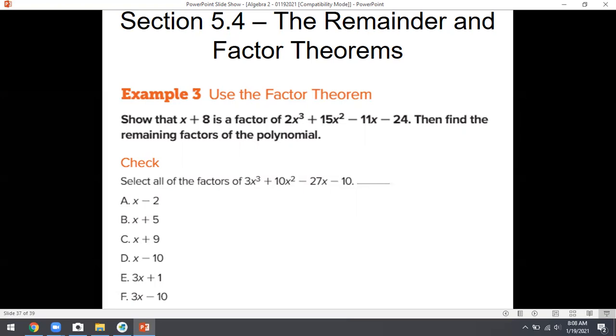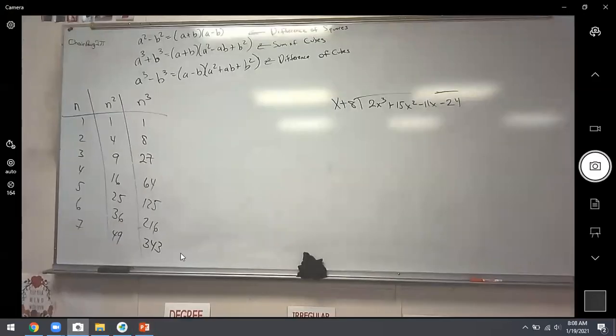So you're going to do some long division. You're going to take this big thing, 2x cubed plus 15x squared minus 11x minus 24. And somebody claims that x plus 8 goes into it, so you're going to see if they're telling the truth or lying.